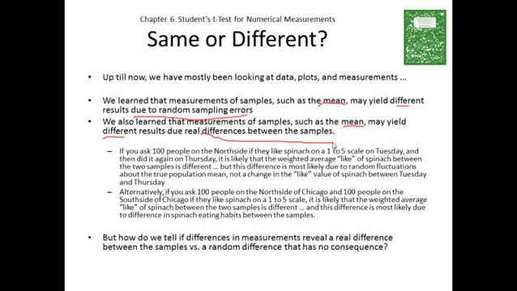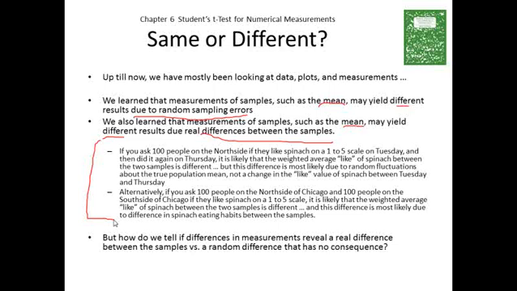I mean, we know we're going to have different means because of random issues, but how do we know when it's just purely random issues or because there's a real difference? Here's an example. If you asked 100 people on the north side of Chicago if they like spinach on a 1 to 5 scale on Tuesday, and then do it again on Thursday, it is highly likely that the weighted average measure of how much they like spinach will vary between the two samples. Tuesday will give you one measurement, Thursday will give you another measurement. The difference is very small, but they are different.